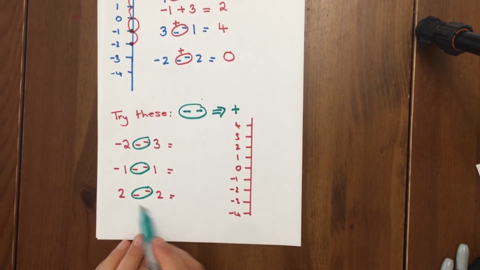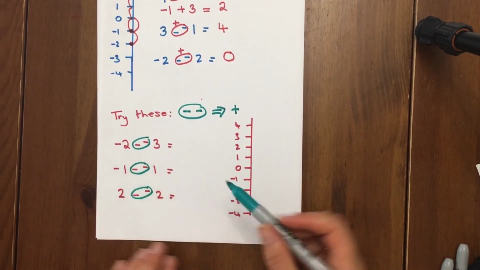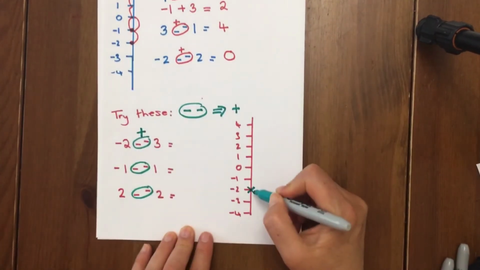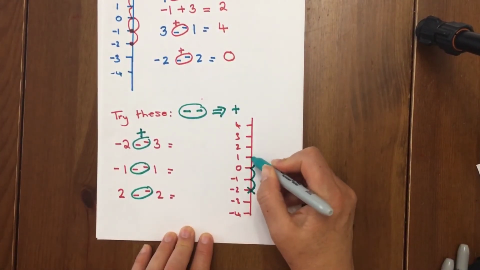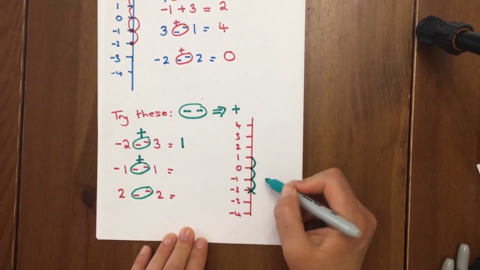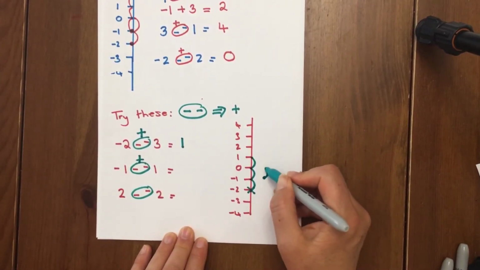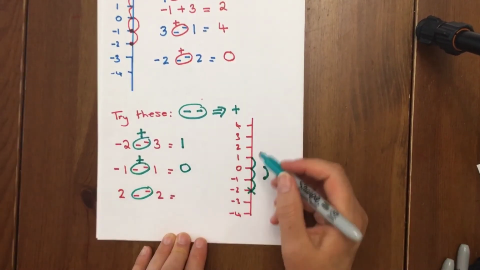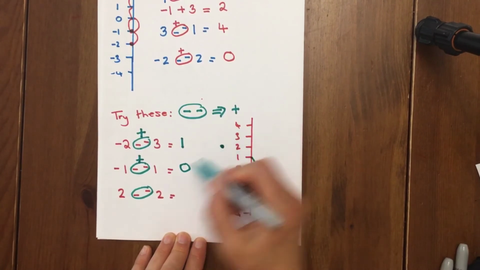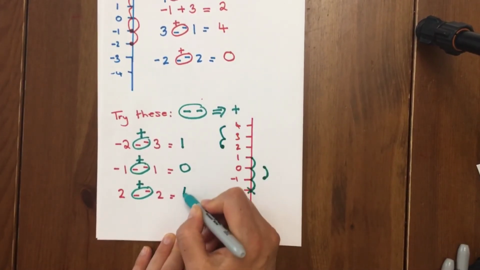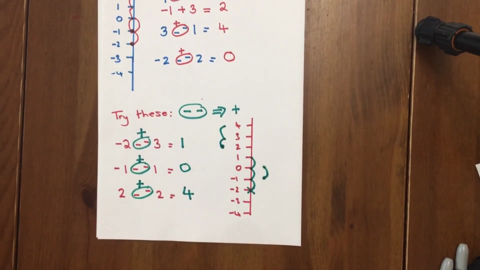Okay, well done, guys. Let's look at this one. Start at -2 and go up 3. 1, 2, 3. Start at -1 and go up 1. We'll end up at 0. Start at +2, go up 2. 1, 2, we end up at 4.